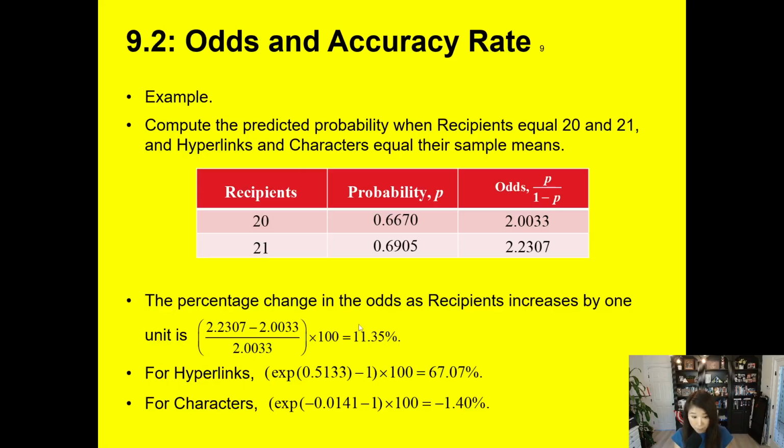So that basically means the percentage change in the odds, as recipient increases by 1 unit, is 11.35%. So basically, if we add one more recipient to the email, the odds of that email being spam will increase by 11.35%. And we can do the same thing for the hyperlink, keeping other variables unchanged. If the number of hyperlinks increases by 1, the chance of the email being spam will increase by 67.07%. Similar for the characters.